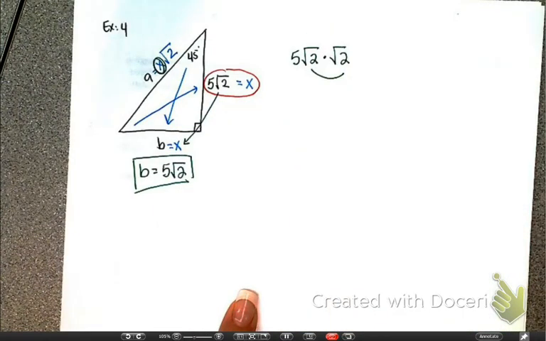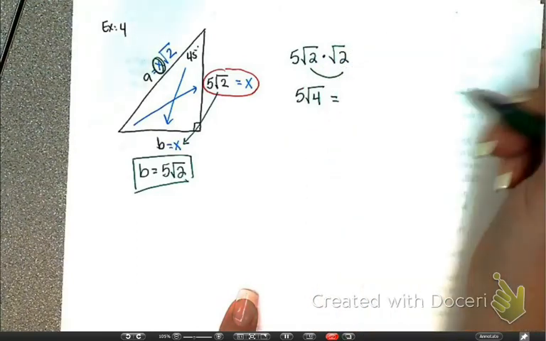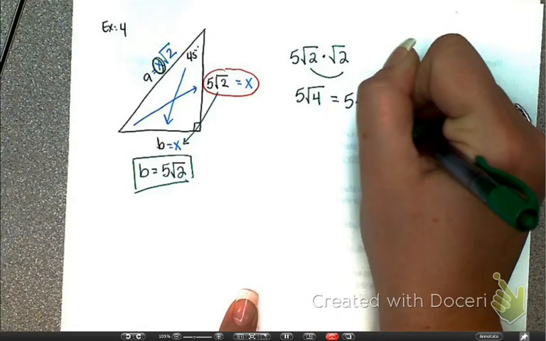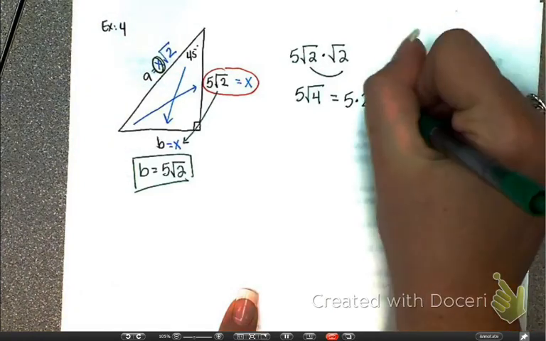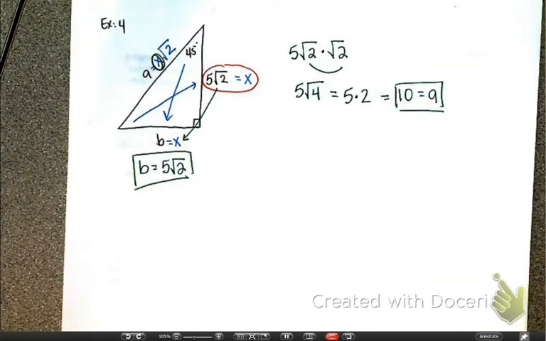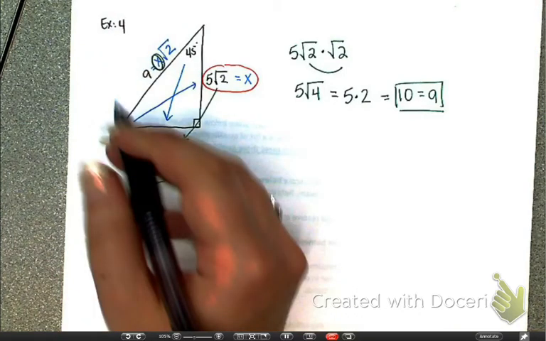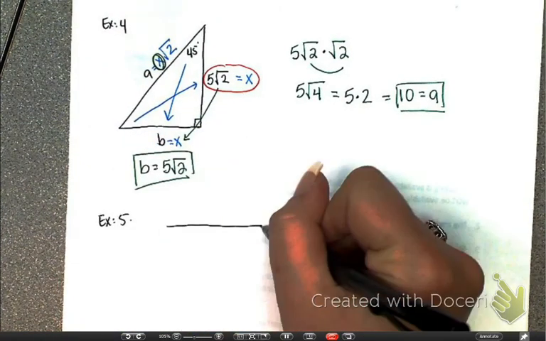Square root of 2 times square root of 2? Square root of 4. Okay, and what's the square root of 4? 2. Once you take the square root, that square root's gone if it's a perfect square. 5 times 2? 10. Did you get that? Okay. Last one, and then I'm going to have you practice. This one's the best one.